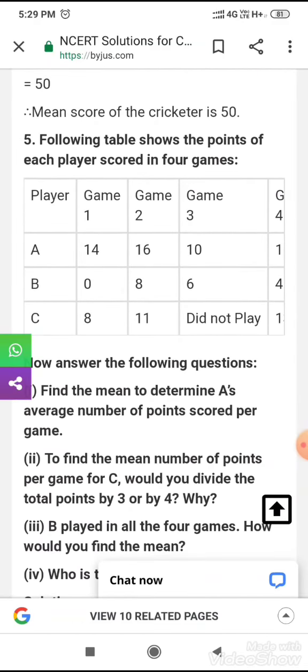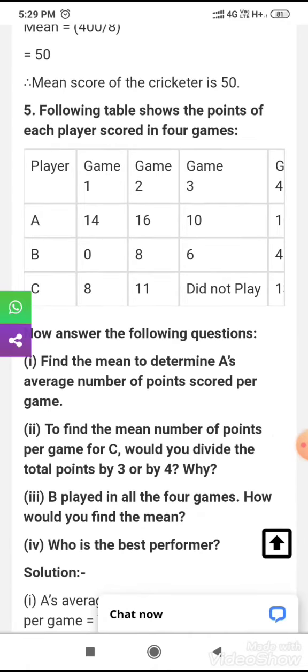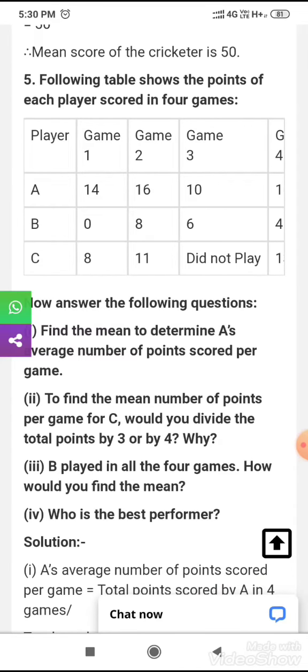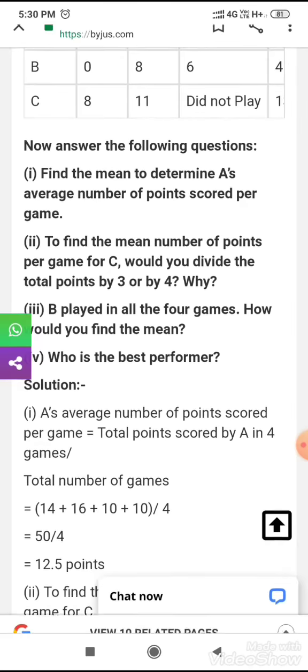So for solving this question, first we read our table. Here 5 columns are given. The first column represents the players. The second, third, fourth and fifth columns are game 1, game 2, game 3 and game 4. They show the points scored in game 1, game 2, game 3 and game 4. So player 1 scored 14 points in game 1, 16 points in game 2, 10 points in game 3 and 10 points in game 4.